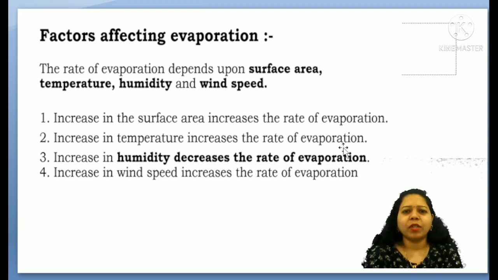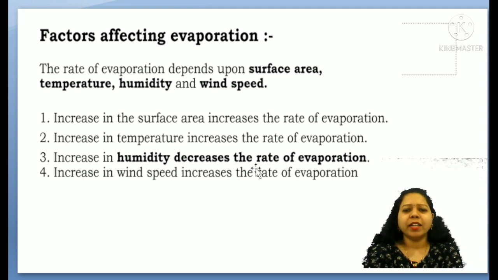We'll see one example of that. In summer, temperature is high. That's why easily our clothes get dry. But in rainy season or in winter, the temperature is less. That's why it will take more time to dry our clothes. That's why this example is good to show that increase in temperature increases the rate of evaporation.